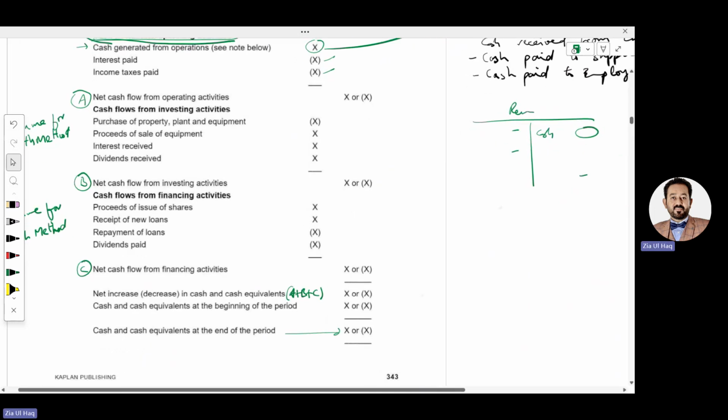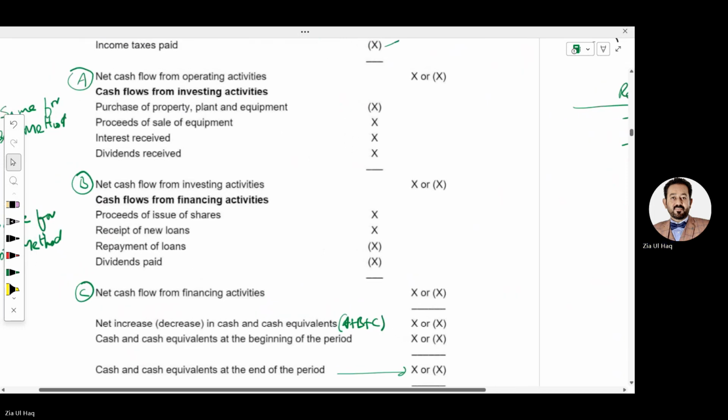We will be having a cash flow from operating activities. How to calculate cash flow from investing activities? Purchase of property, plant and equipment, cash going or coming in? If we are purchasing non-current assets, cash going or coming? Going. If we are purchasing an asset, cash is going out, that will be called outflow. Outflow will be a negative figure. Inflow will be a positive figure.